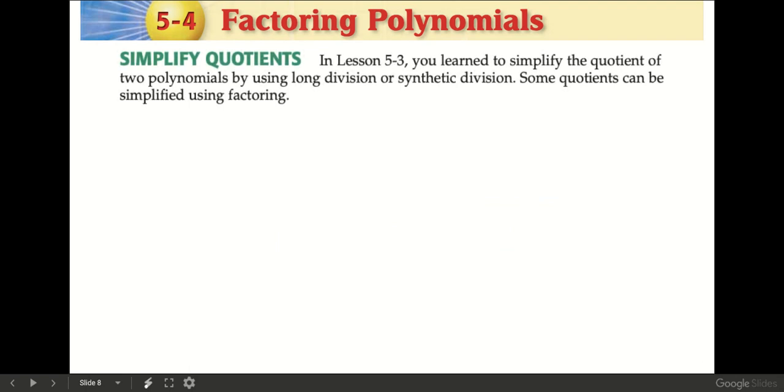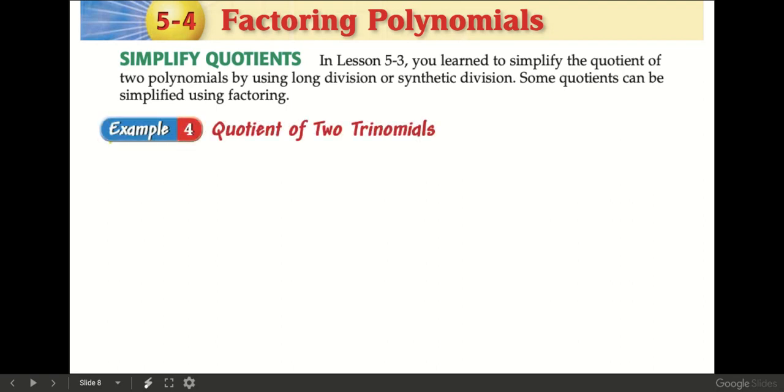So finally here, we're going to be talking about simplifying quotients, right? So in lesson 5.3, you learned to simplify the quotient of two polynomials by using long division or synthetic division. Some quotients can be simplified using factoring. So quotients of two trinomials. So if I were given this problem, x squared plus 2x minus 3 over x squared plus 7x plus 12.